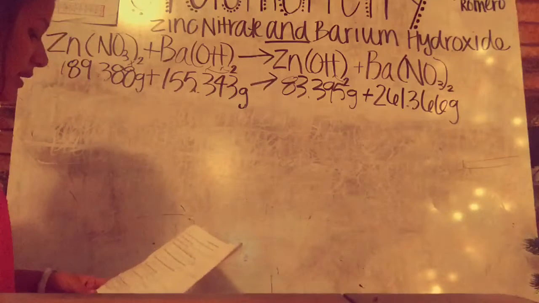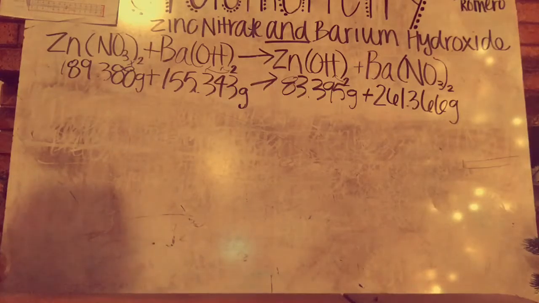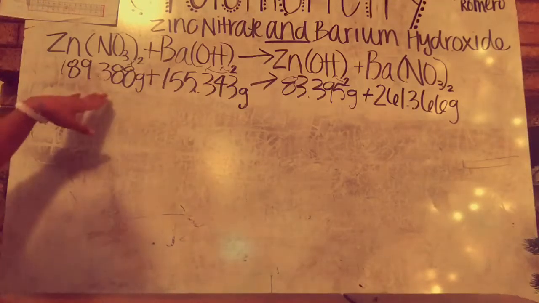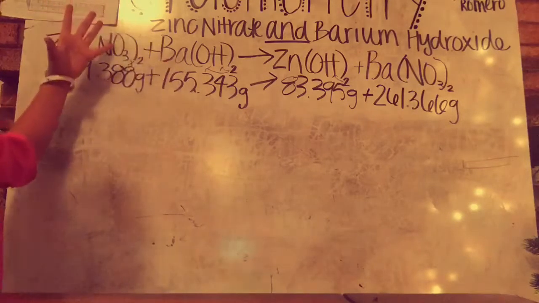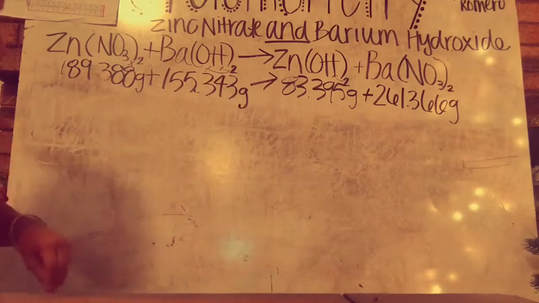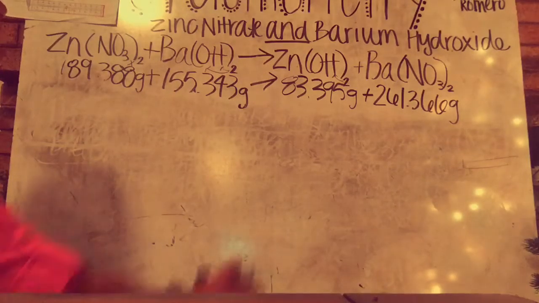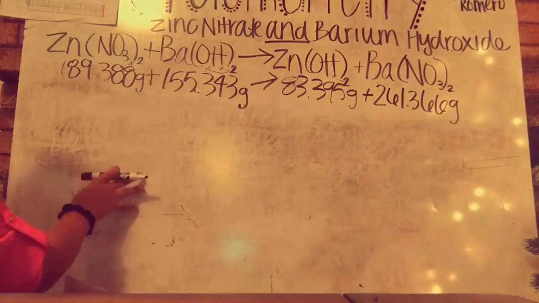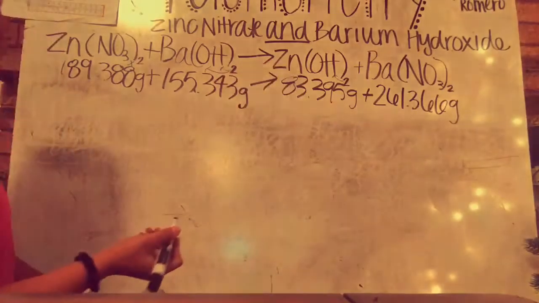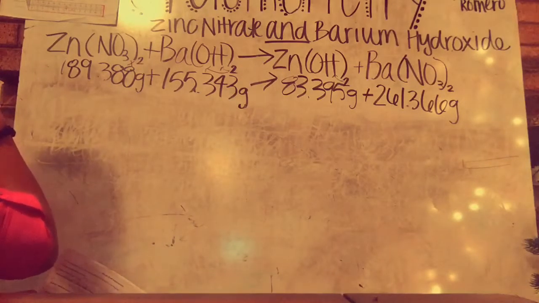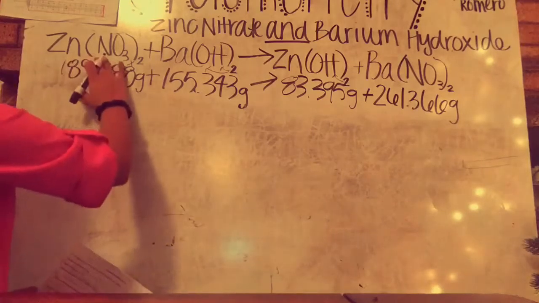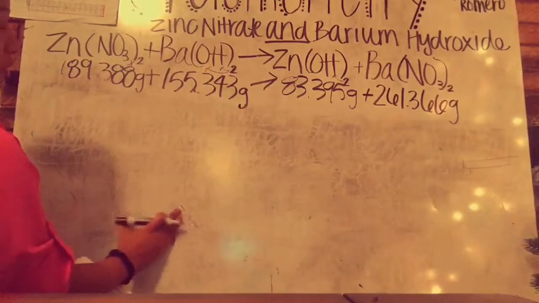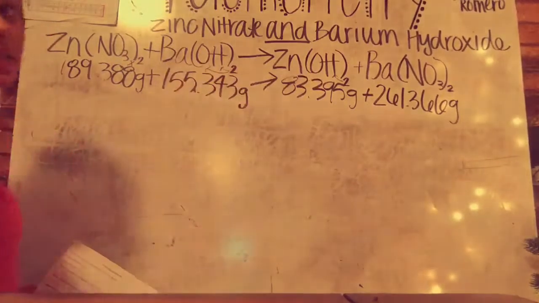Our next lesson is going to be our limiting and excess reactant. So what that means is that we are going to see which reactant is going to have an excess amount and which has a limited amount. So what we want to do is go to one of our products. In order to compare, you need to have the same product. So I'm going to pick zinc hydroxide, and we are going to go from gram to gram, from zinc nitrate to zinc hydroxide, and then our second chart will be from barium hydroxide to zinc hydroxide.